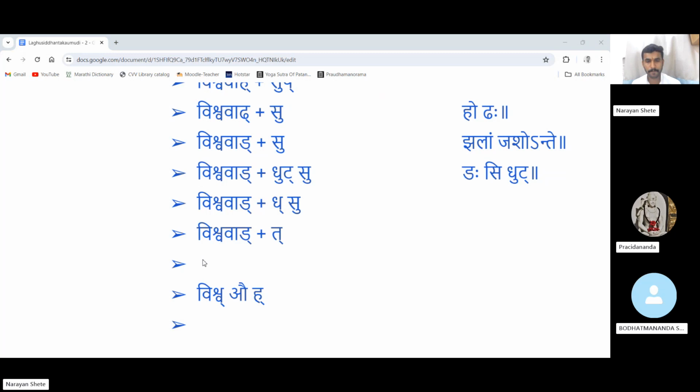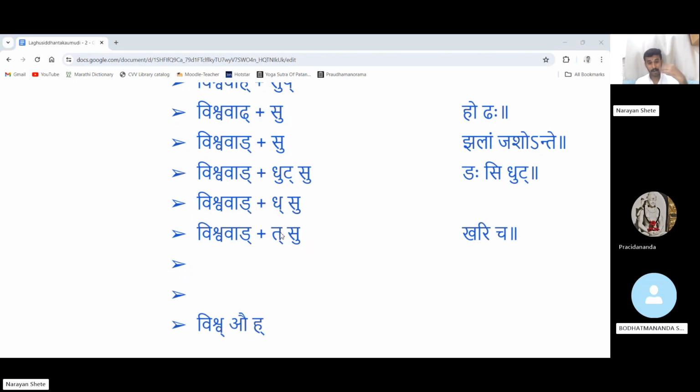Yes, Swami? Swamiji gave the answer. Vishwavad su. Dakara will not turn into Dakara because there is no sutra for that. Dakara will turn into Takara, for there is a sutra. Sutra is Khari cha. Kharicha Lam Terasya.